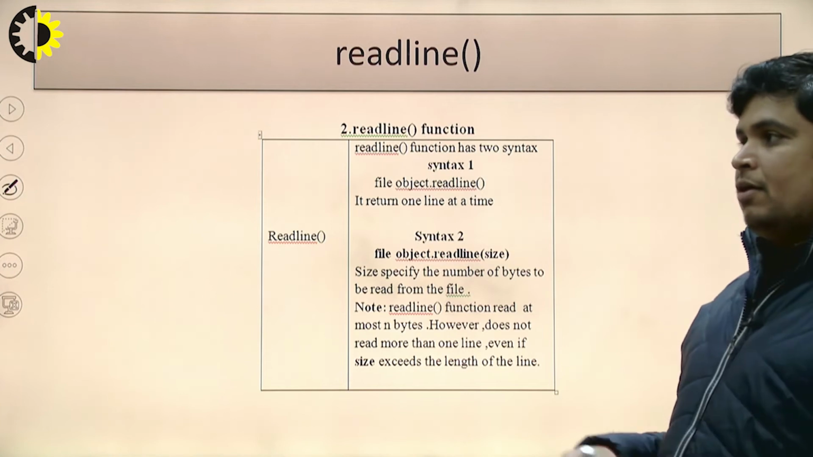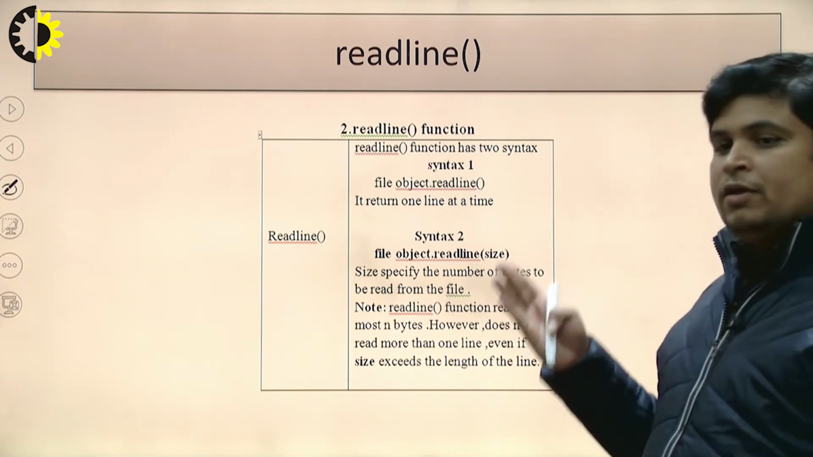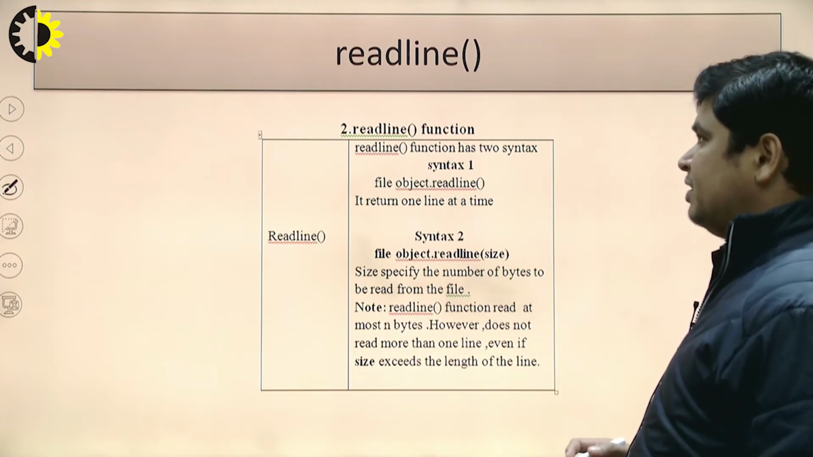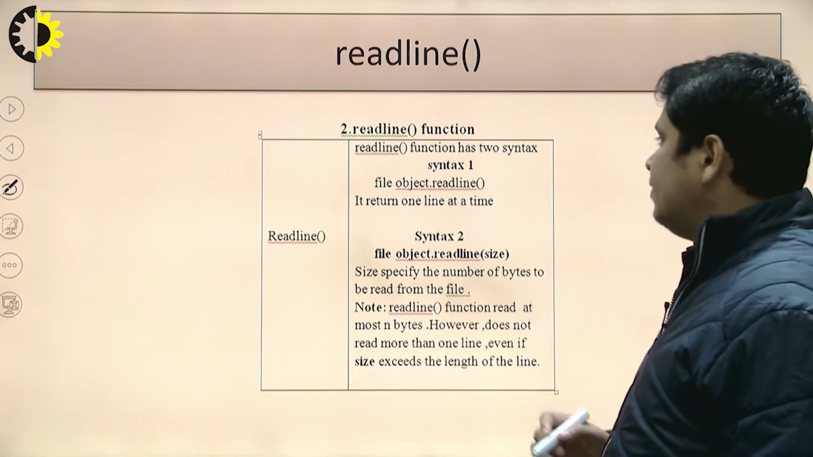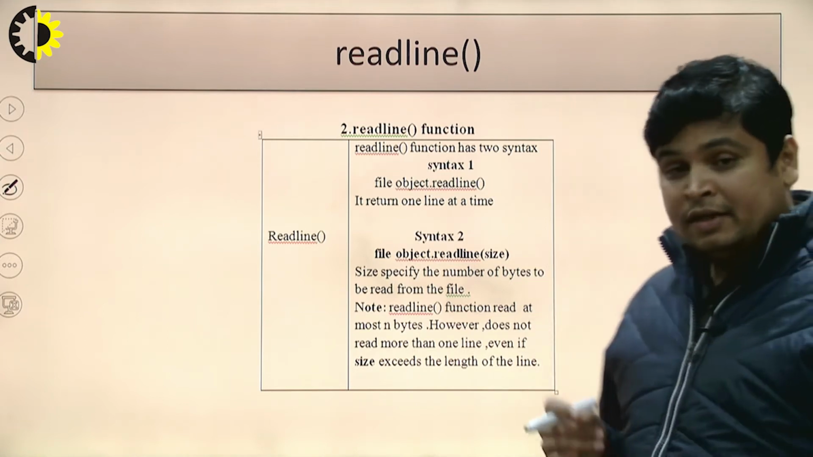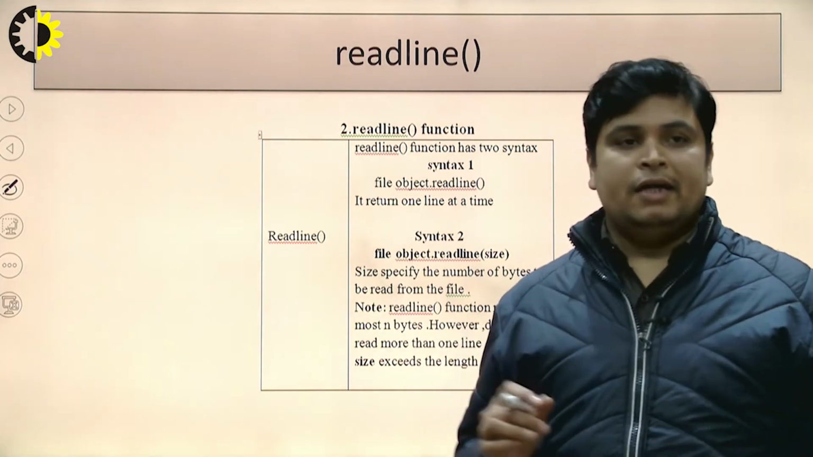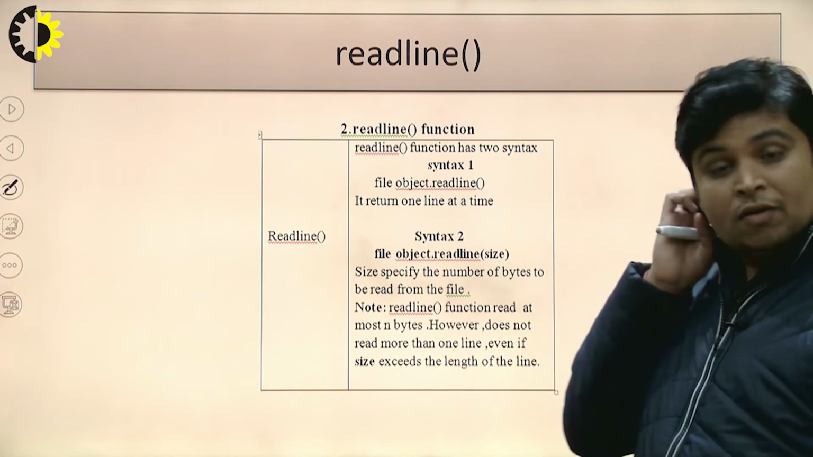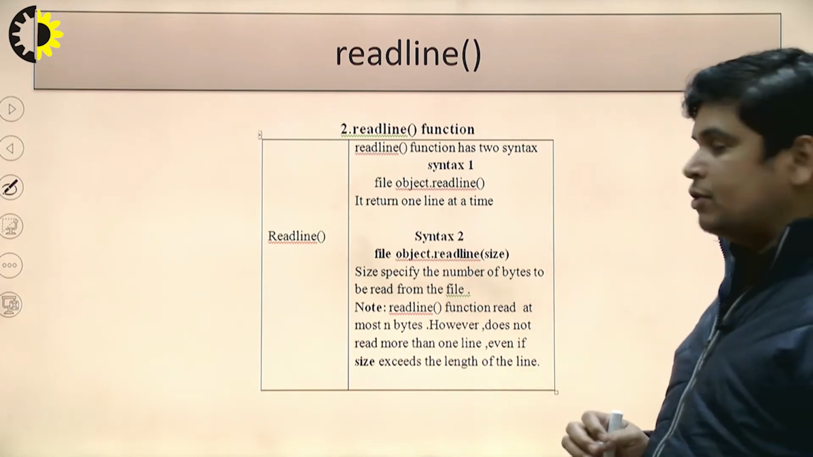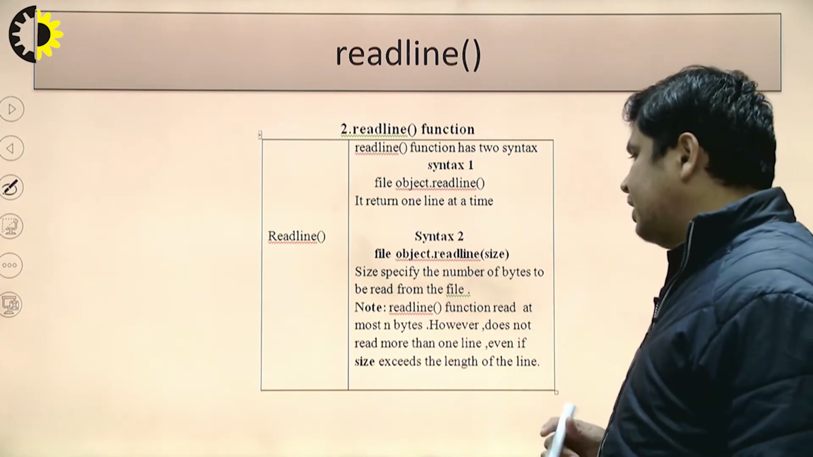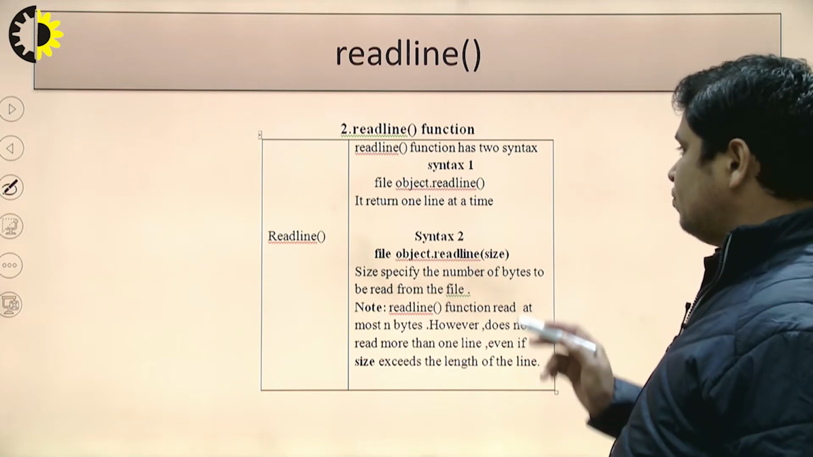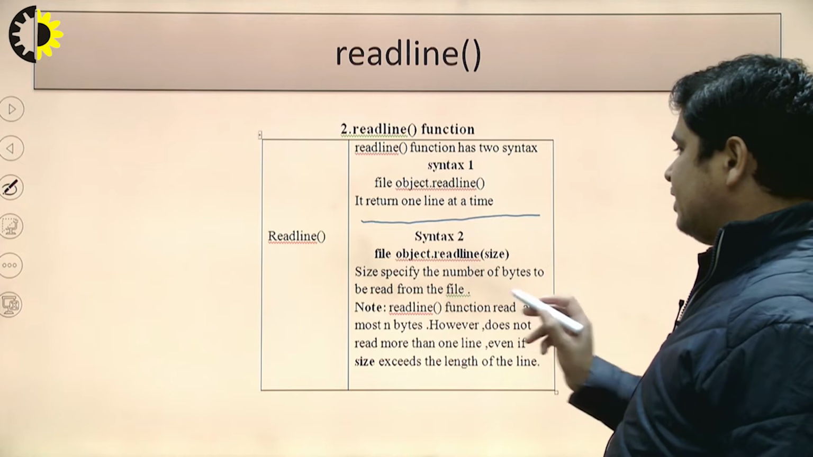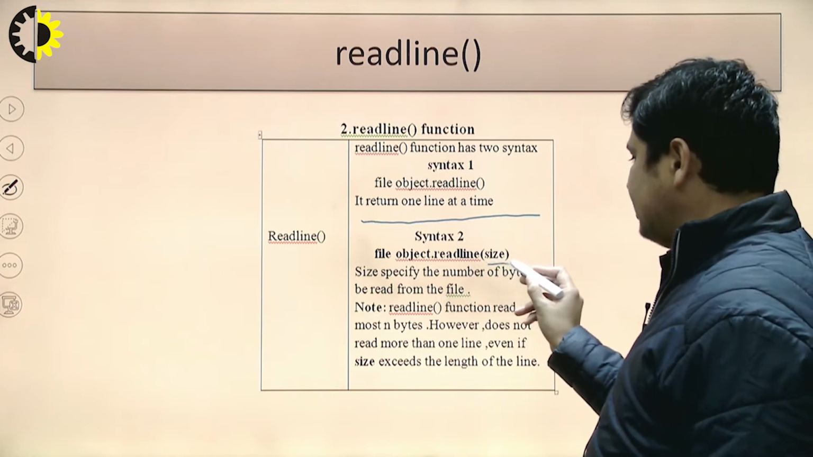In the last class I discussed the read function. Now today I am going to discuss the readline function. Basically, the readline function reads the data line by line. But the return type of readline function is also string, just like the read function. The syntax of readline function is two. First one returns one line at a time, and the second syntax gives the size.